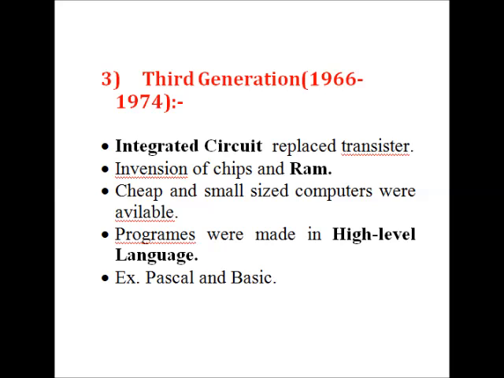Cheap and small sized computers were available. As I told you earlier, computer sizes were decreased and they were also available at cheap prices in markets. High level languages were started to be used to make programs. In this generation, high level languages were used, which made it easier to make programs. Different companies started to make hardware and software, not the hardware and software of the same company, but of different companies. Pascal and BASIC are examples of high level programming languages.